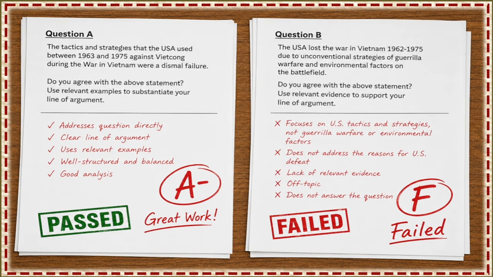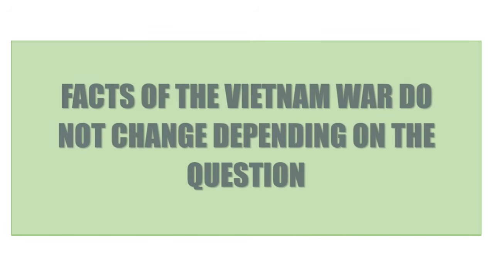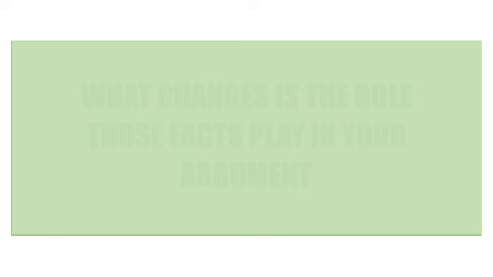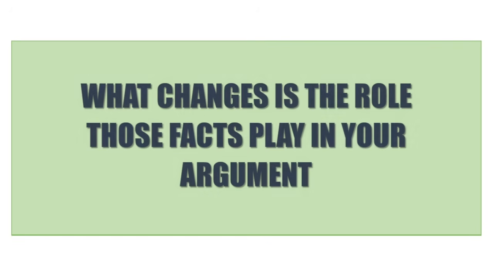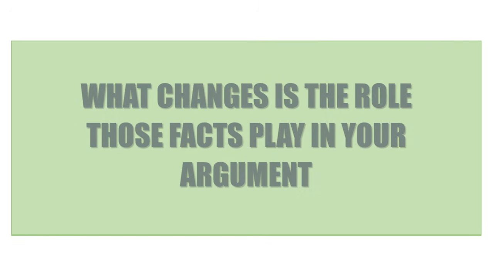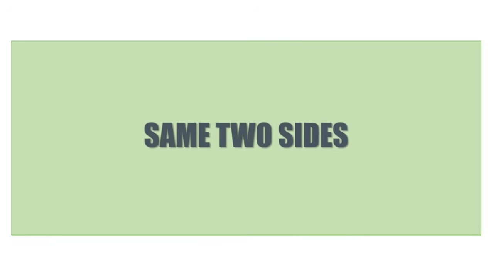You will notice that some of the same historical facts appear in answers to both questions. That is completely normal. The facts of the Vietnam War do not change depending on the question. What does change is the role those facts play in your argument. Question A and B look almost identical. Same war, same period, same two sides. And yes, some of the same historical facts will appear in both answers, but they are asking fundamentally different things.